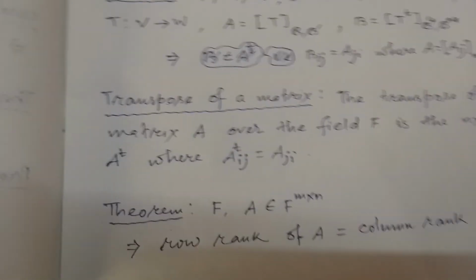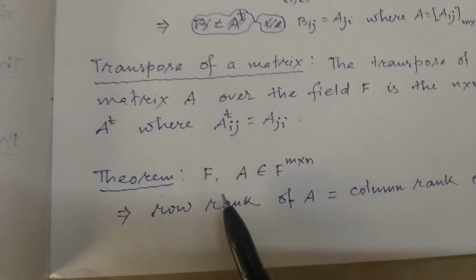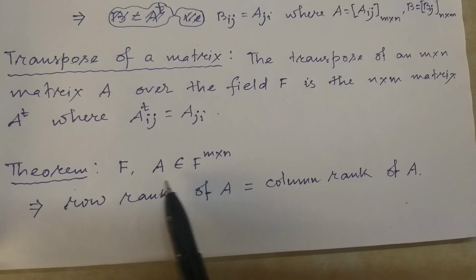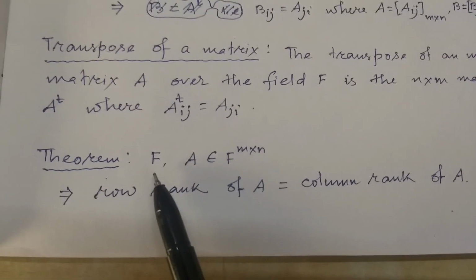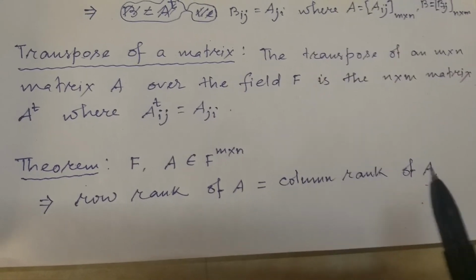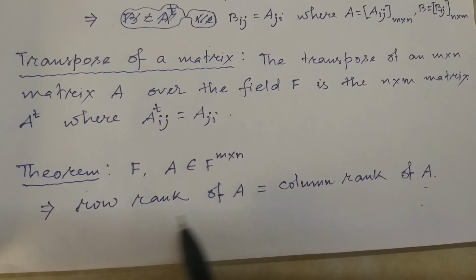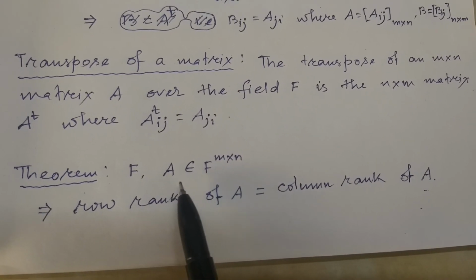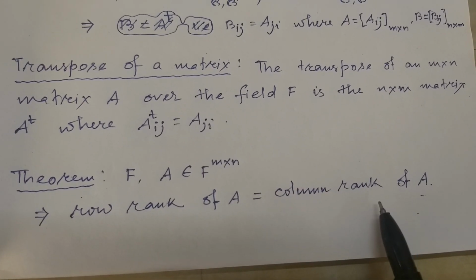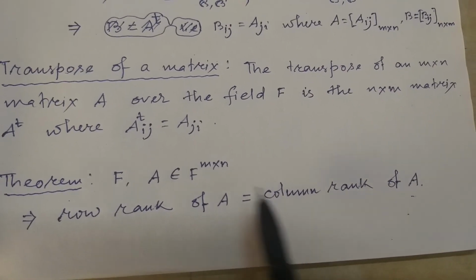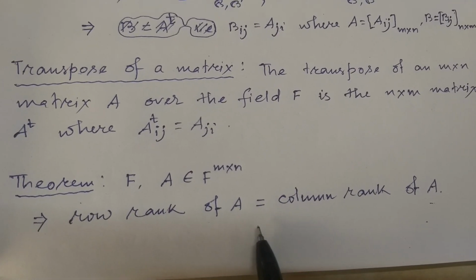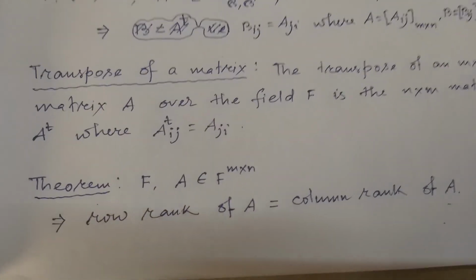Clear? Now the last theorem of this chapter: F be any field and A be an m cross n matrix with entries from the field F. Then the row rank of A equals the column rank of A. That means the vector space spanned by the rows of A and the vector space spanned by the columns of A have the same dimension. This concludes here, and this ends this chapter.